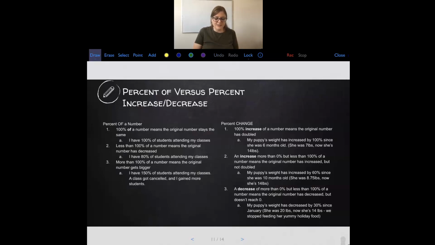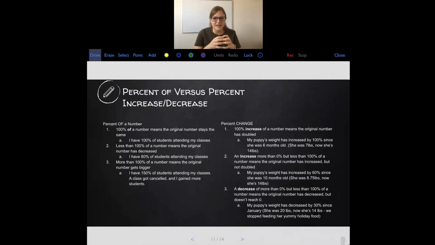Okay, let's talk about percent of versus percent increase or decrease because these terms can be a little confusing. So looking at the left-hand side first, percent of a number. So 100% of a number means that the original number stays the same. So let's say I had 50 students at the beginning of the semester and I still have 50 attending. That means I have 100% of students attending my classes.